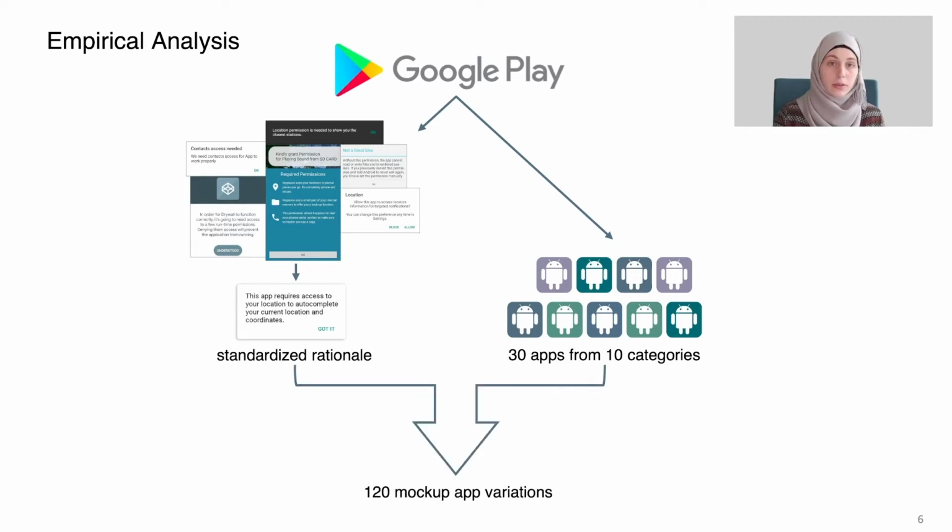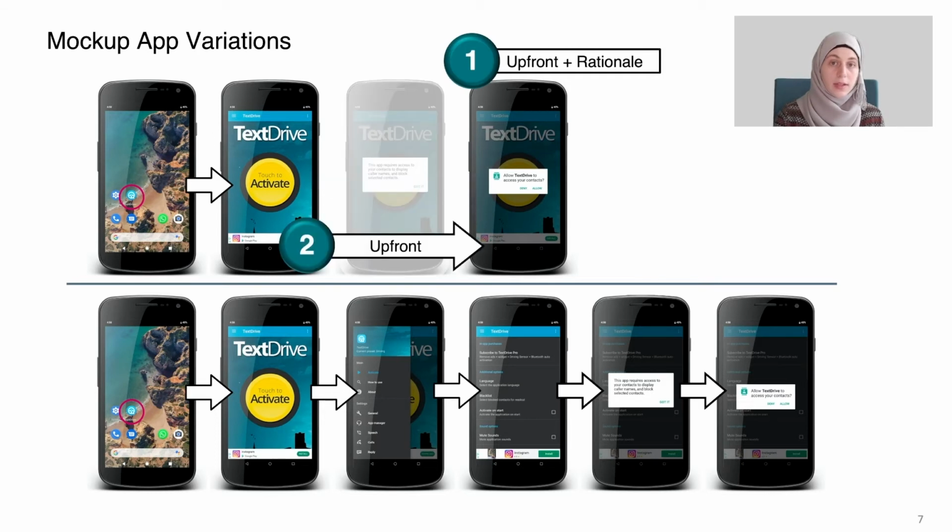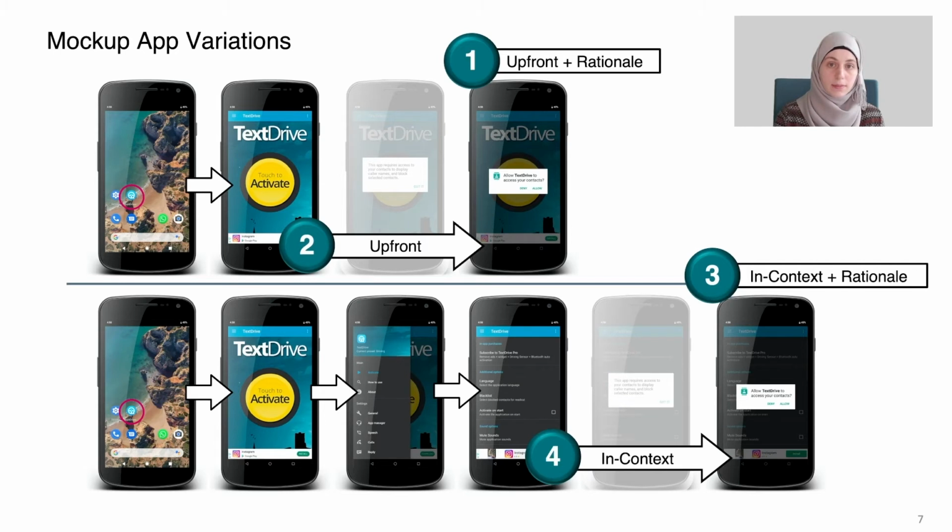Then, for each of the 30 study apps, we created 4 mockup versions. Per app, the same permission is requested, but using a different permission request strategy, resulting in a pool of 120 different app variations. Here is an example of a mockup app with its 4 variations. The same permission is requested once upfront with rationale, upfront without rationale, in context with rationale, and in context without rationale.